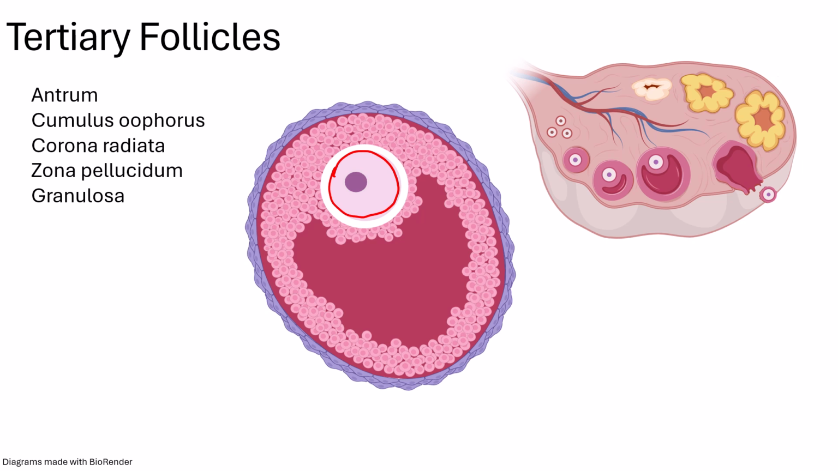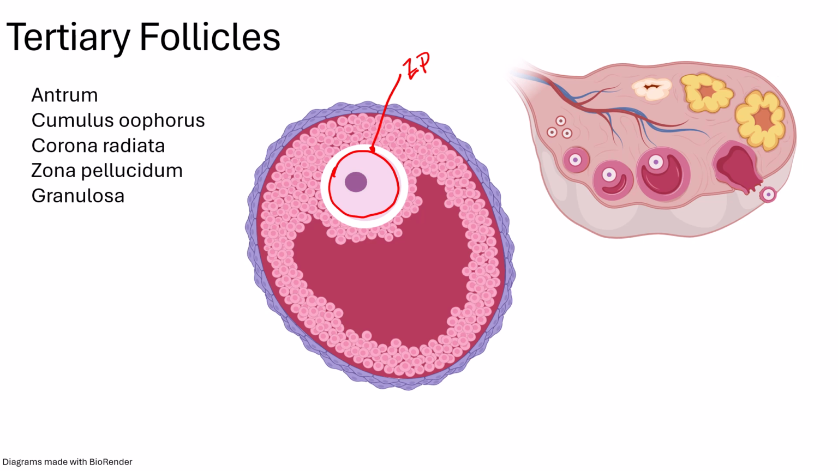There's a small cluster of granulosa cells around the oocyte called the cumulus oophorus, and this anchors the oocyte to the inner wall of the follicle. Surrounding the oocyte is a really thick glycoprotein coat called the zona pellucida, and it plays a really important role in sperm being able to bind to the ovum during fertilization.